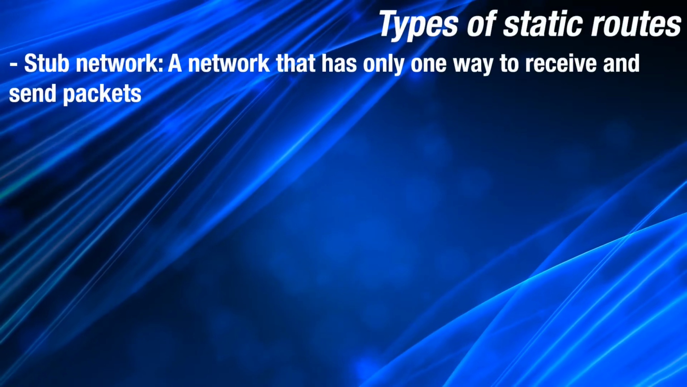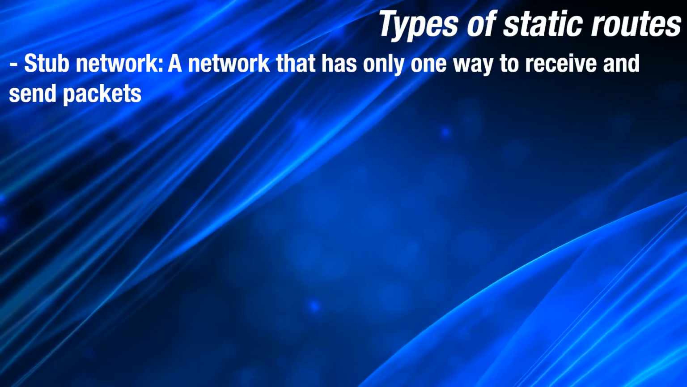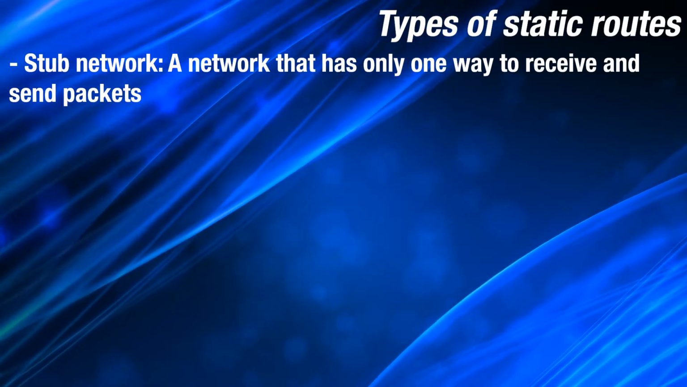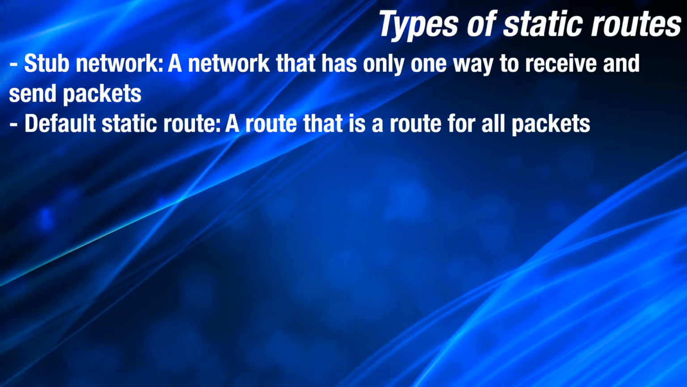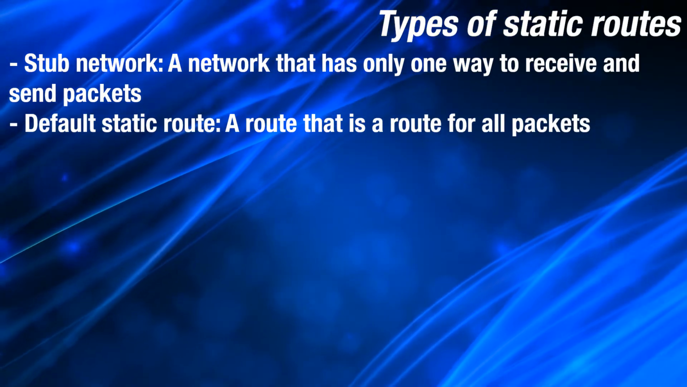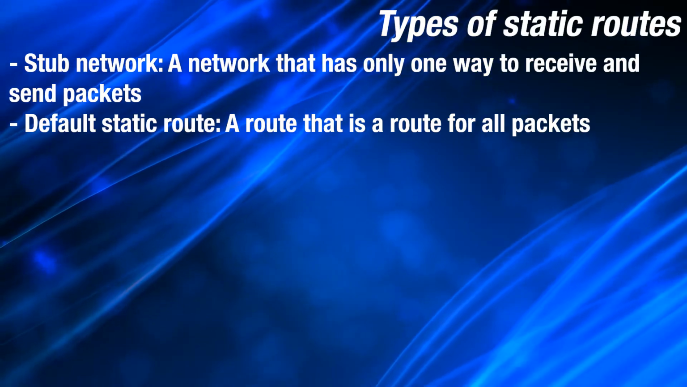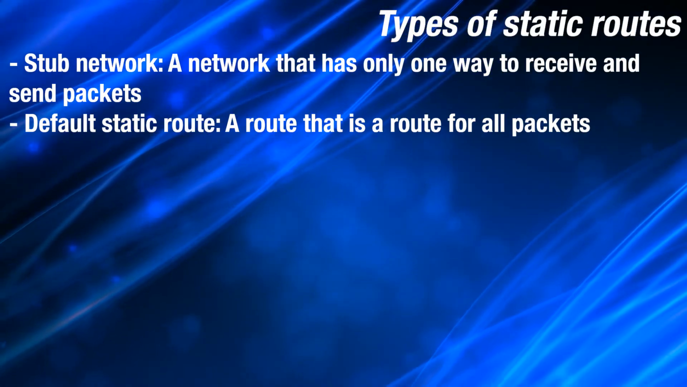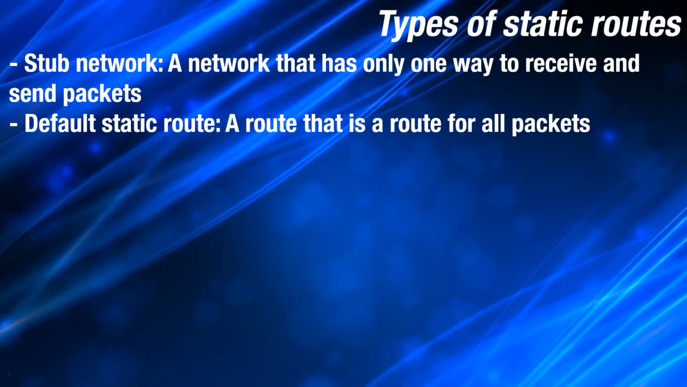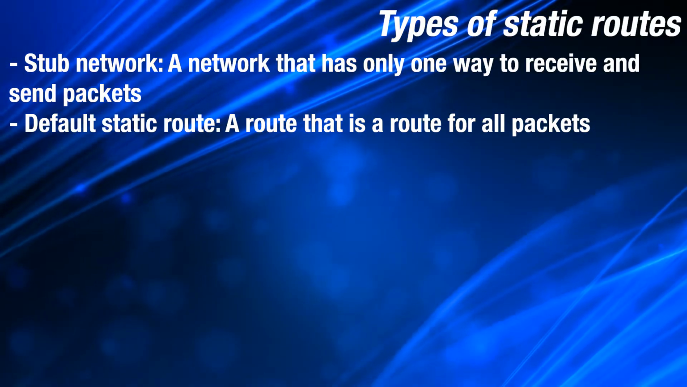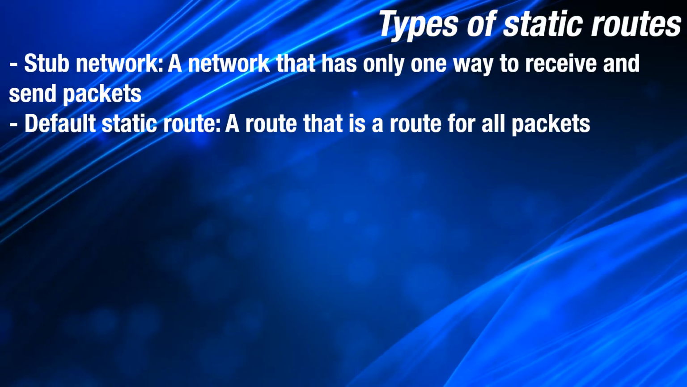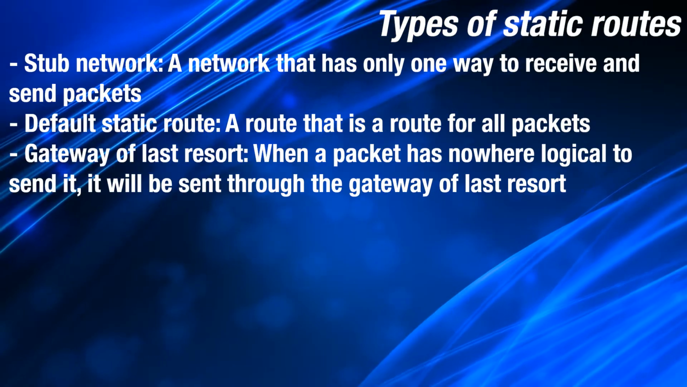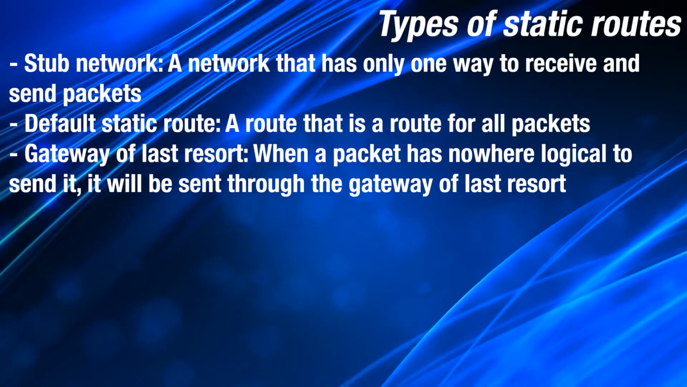Within a stub network, you can configure the router to only send packets to the only exit interface you have. You can do this with something called the default static route, which is a route that matches all packets. Typically, a default static route is a static route with 0.0.0.0 as its destination and a subnet mask of 0.0.0.0. This also serves as the gateway of last resort, which is usually used on edge routers to send packets when the destination is not known.